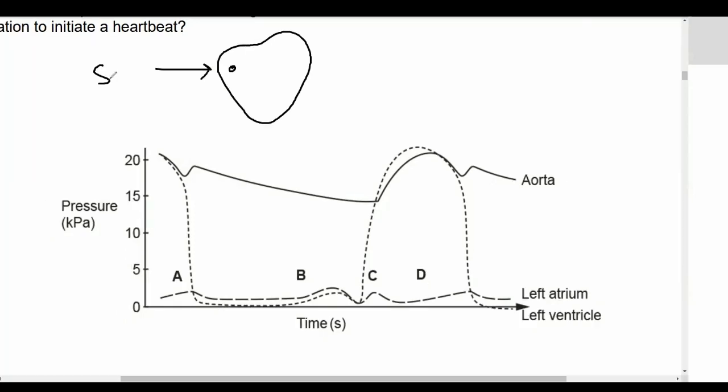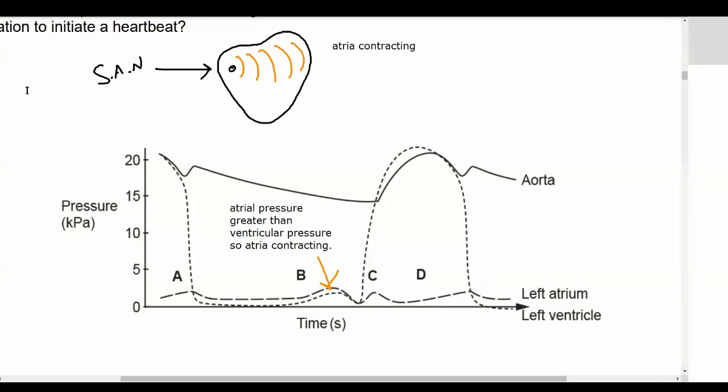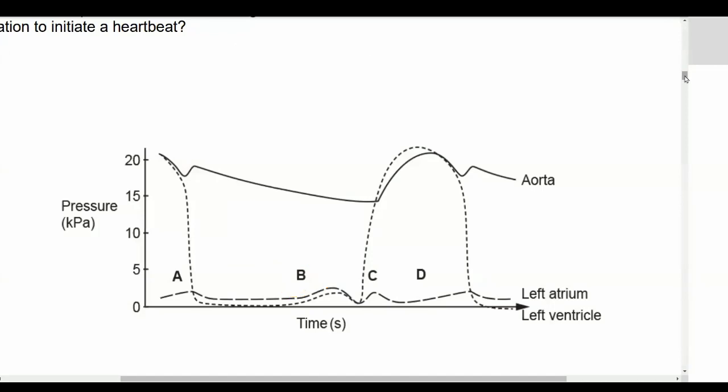Okay, well, let's look a little bit into this. The sinoatrial node sends out a depolarizing wave, or wave of depolarization, an impulse across the atria, causing the atria to contract. So I'm looking for somewhere where atrial pressure is greater than ventricular pressure. So you can see here at B, atrial pressure, which is shown by the large dashed line, is bigger than the small dashed line, which is the ventricular pressure. And that suggests to me that the atria are contracting, the volume's getting smaller, and we have contraction of the atria at B.